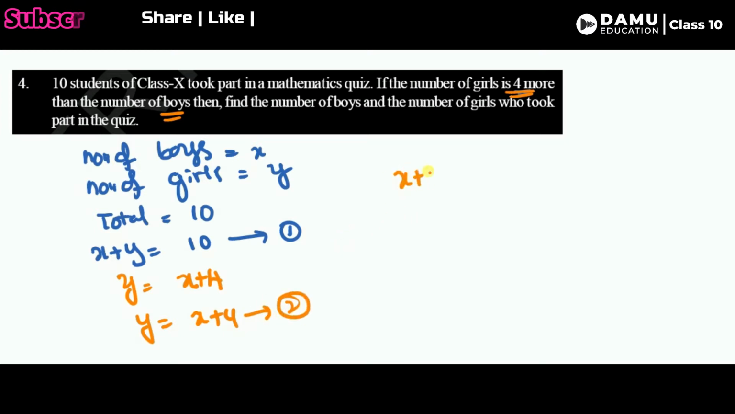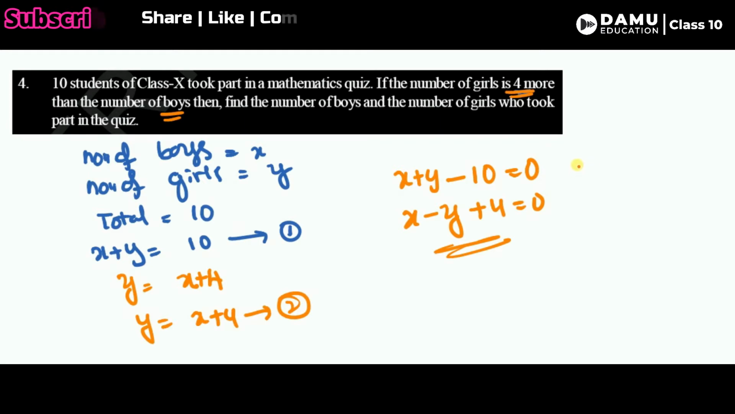So here x plus y minus 10 will be equal to 0. Then the other one will be x minus y plus 4 will be equal to 0. So we are shifting terms to the right side and left side based on these equations. So from this, y will be equal to 10 minus x. From the other, y will be equal to x plus 4. So these are the equations which we need to follow.